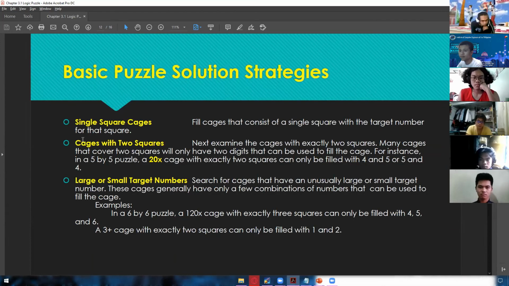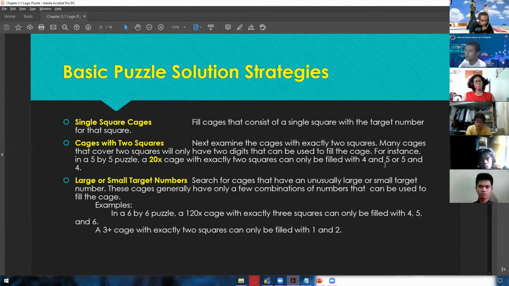Okay. And then the second thing that you can do is maybe you can find cages with 2 squares or 2 cells. So next examine the cages with exactly 2 squares. Many cages that cover 2 squares will only have 2 digits that can be used to fill the cage. For instance, in a 5 by 5 puzzle, a 20x cage with exactly 2 squares can only be filled with 4 and 5 or a 5 and 4. Okay. So with that, you can easily make some changes just in case the arrangement is not correct.